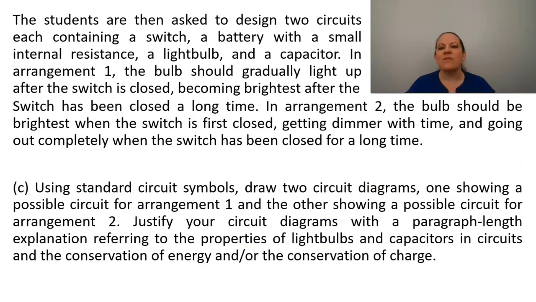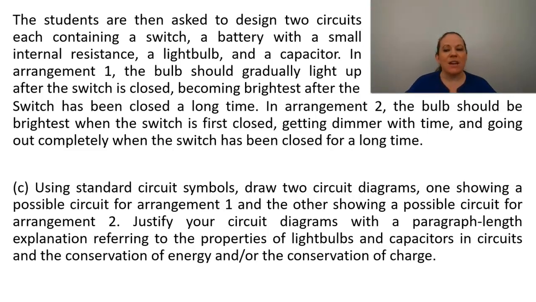Students are then asked to design two circuits, each containing a switch, a battery with a small internal resistance, a light bulb, and a capacitor. In arrangement 1, the bulb should gradually light up after the switch is closed, becoming brightest after the switch has been closed a long time. In arrangement 2, the bulb should be brightest when the switch is first closed, getting dimmer with time, and going out completely when the switch has been closed for a long time.